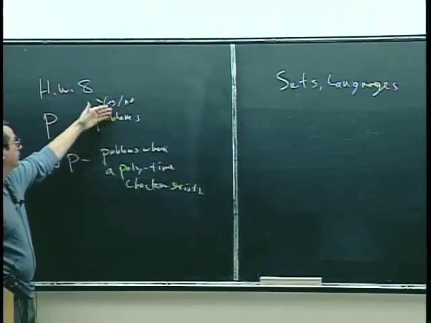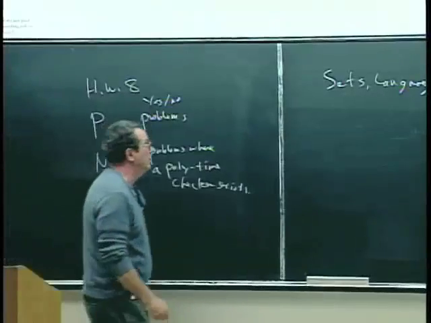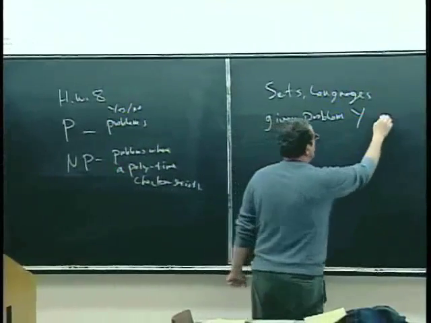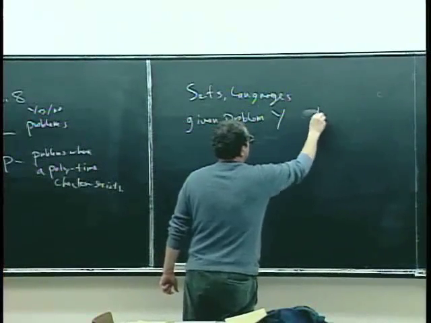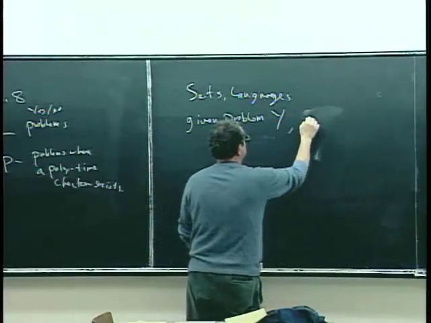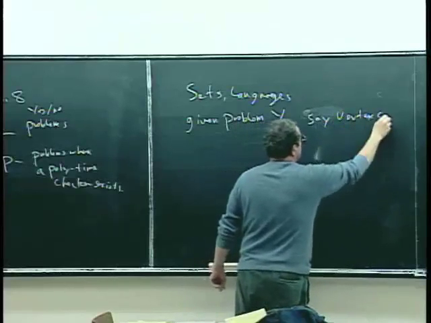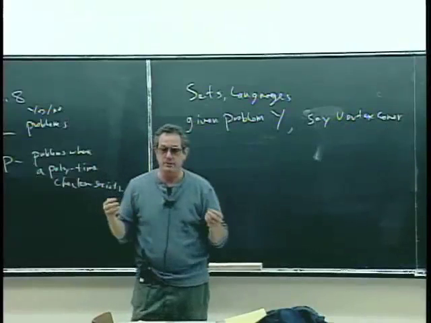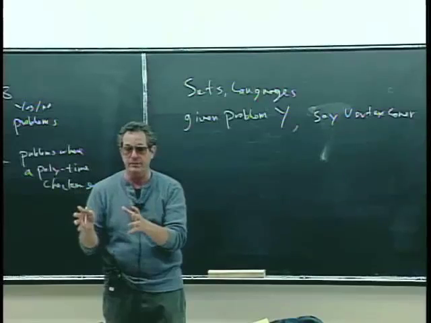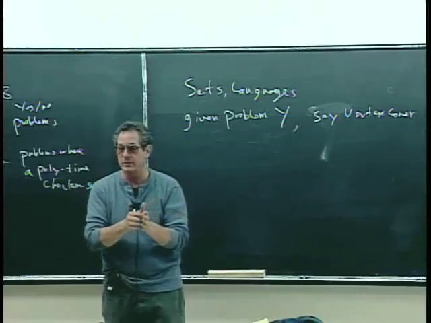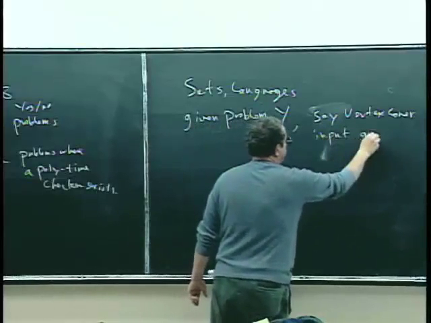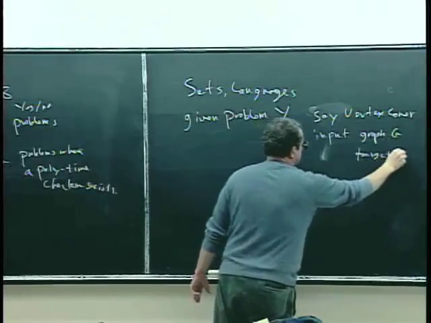So we have a problem. We think of the set of instances where the answer to the problem is yes. Okay? So given a problem, say Y, we've been talking about problem Y, such as vertex cover. What are the instances of vertex cover? It's a graph along with a target. An instance of vertex cover is a graph, and then some particular number, which is a target. And the question is, is there a vertex cover of that size or smaller? So the input or instance is a graph, G, and a target, call it K.